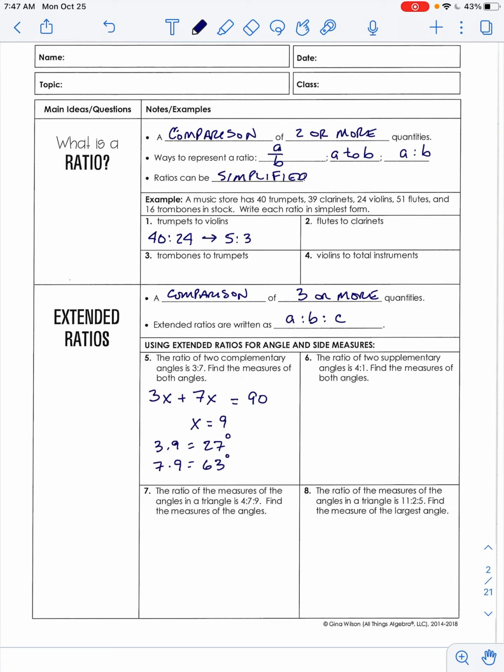Let's do a triple down at the bottom. I think you'll start to see the idea. It says the ratio, so let's do number 7 here. The ratio of the measures of angles in a triangle are 4 to 7 to 9. Find the measures of the angles. So what's the thought here then?